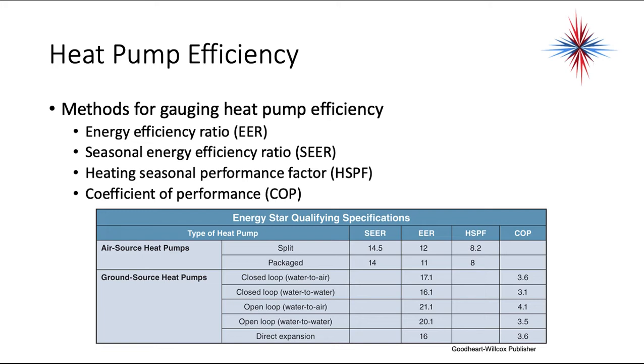Again, open loop isn't allowed in a lot of locations anymore. So we're basically going to do like 17.1. Coefficient of performance, 3.6, 4.1. Again, open loop really is not allowed anymore in a lot of locations.